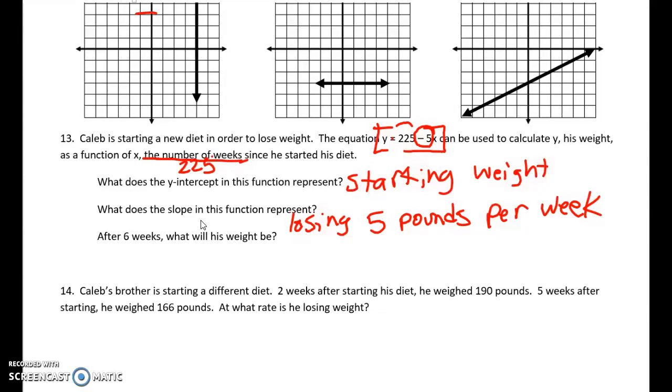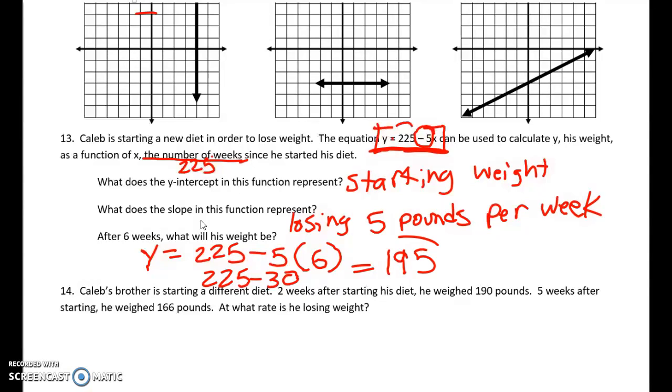And after 6 weeks, what will his weight be? Well, the number of weeks is x. So I'm going to take the equation y equals 225 minus 5x, and plug in a 6. 225 minus 30 is 195 pounds. I don't know if that's a healthy amount of weight to lose in 6 weeks, but whatever.